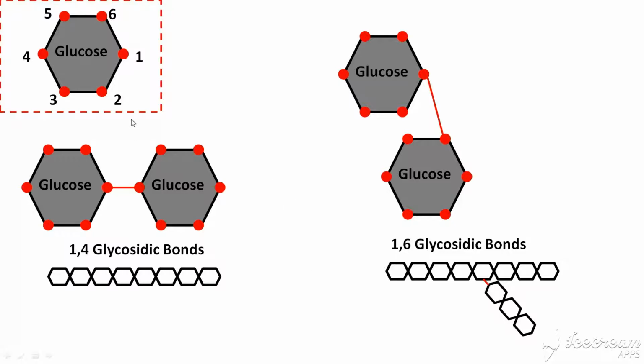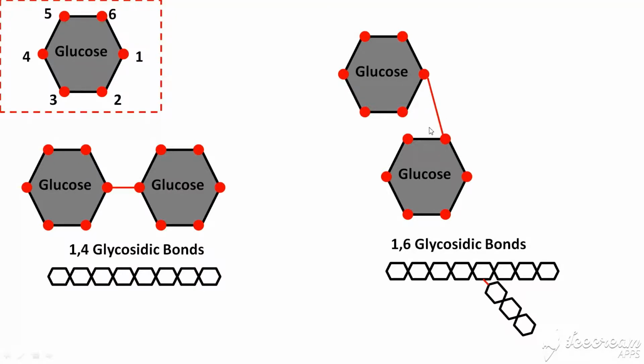Something really important to know is that when we look at the glucose molecule, it's important to know how we number it, so we know what type of bond it is. We start with the first carbon right here, and go all the way to the sixth carbon right here. The 1,4 glycosidic bond is between carbon number 1 and carbon number 4 on two different glucose molecules, and the 1,6 glycosidic bond is between carbon number 6 and carbon number 1 between two glucose molecules.